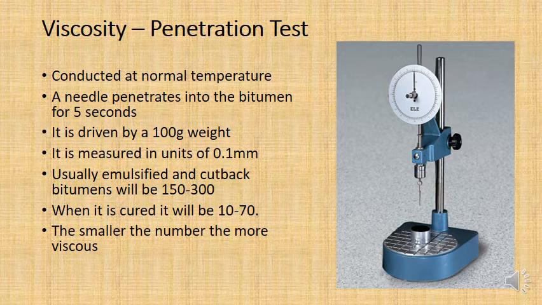We want it to have a viscosity. If it's emulsified or cut back, we need it to be around 150 to 300. And that means it has enough workability. But when it's cured, meaning after the soap or the kerosene evaporates, it's going to have a much lower viscosity, about 10 to 70, and that means it's going to be strong. We need it to be strong for it to last.